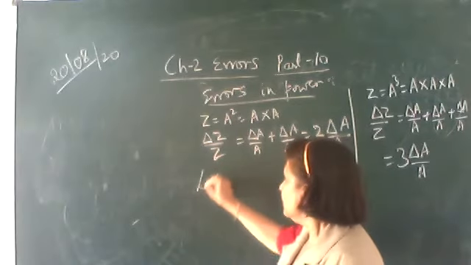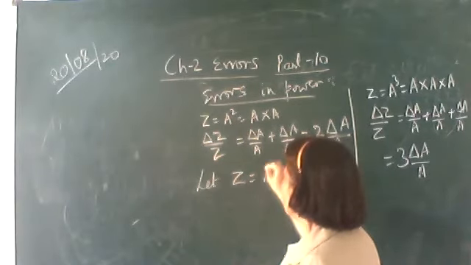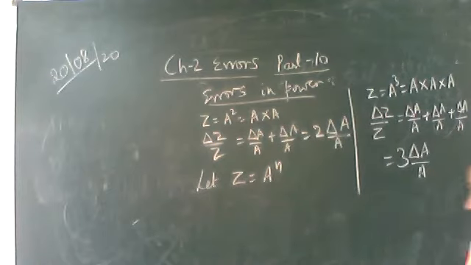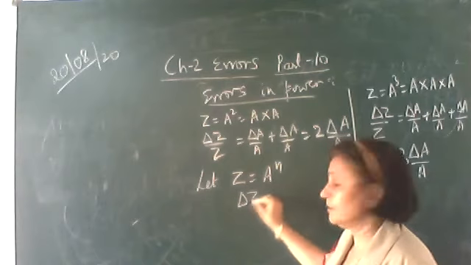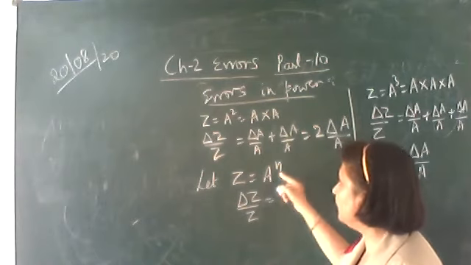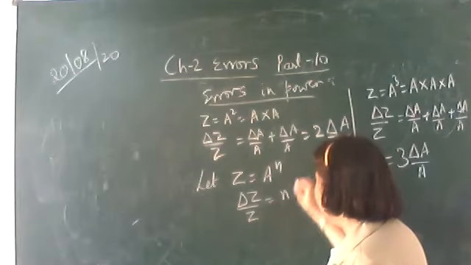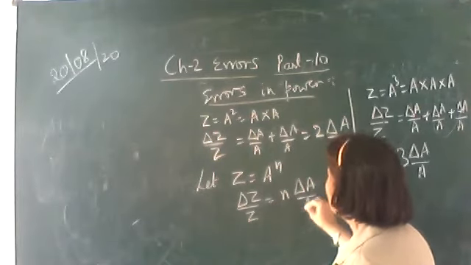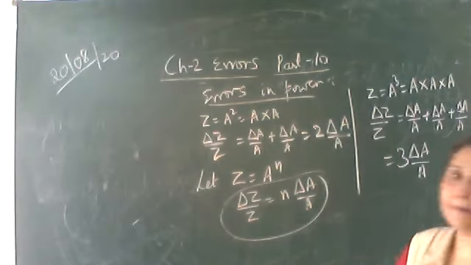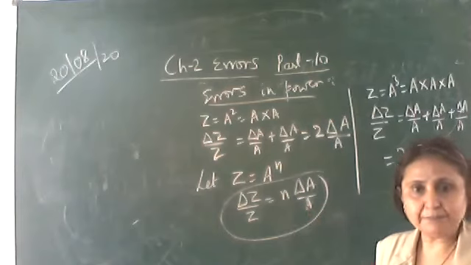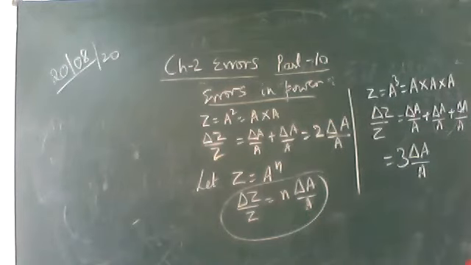Now let Z is equal to A raised to the power n. So here we are getting a pattern. Then the relative error in Z, delta Z upon Z, will be n times the relative error in A. So n delta A upon A. So when it is in the power, the power will be multiplied over here. N times delta A upon A. Is that clear? Okay, so this chapter we have completed. Now we'll do a few questions based on it.